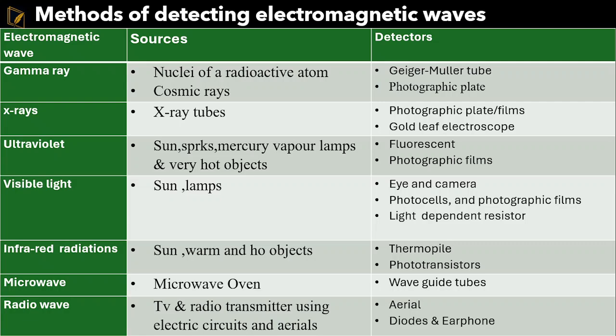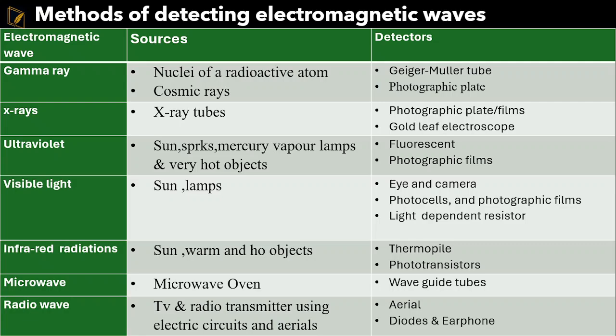Then you have the ultraviolet light, which is also called UV light. What are their sources? We have the sun, sparks, mercury vapor lamps, and very hot objects. What are the detectors? Fluorescent screens. A fluorescent screen is anything which produces light as long as a certain type of radiation is passing through it. The fluorescent is like the glowing thing, right? Whatever is glowing, that is the fluorescence. Then we also have photographic films, which form an image when light falls on them.